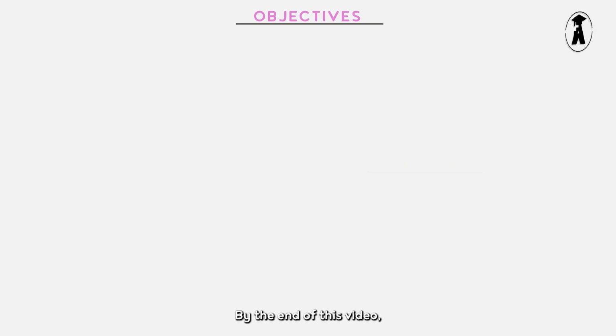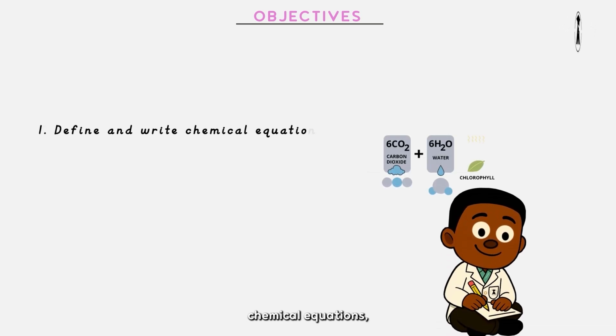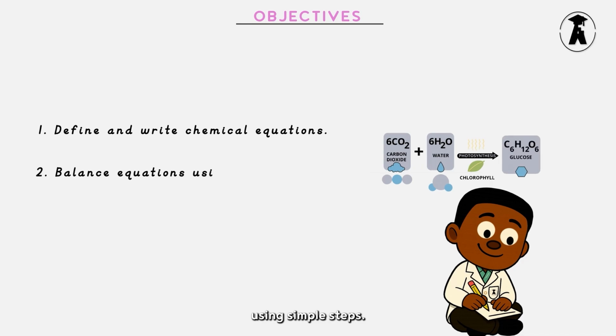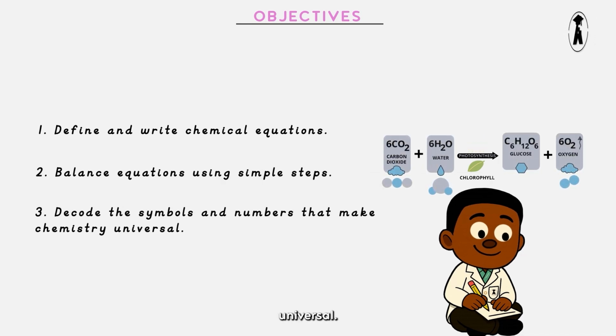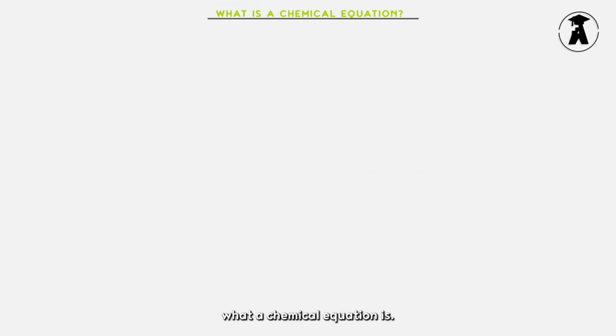By the end of this video, you'll be able to define and write chemical equations, balance equations using simple steps, and decode the symbols and numbers that make chemistry universal. First things first, let's understand what a chemical equation is.